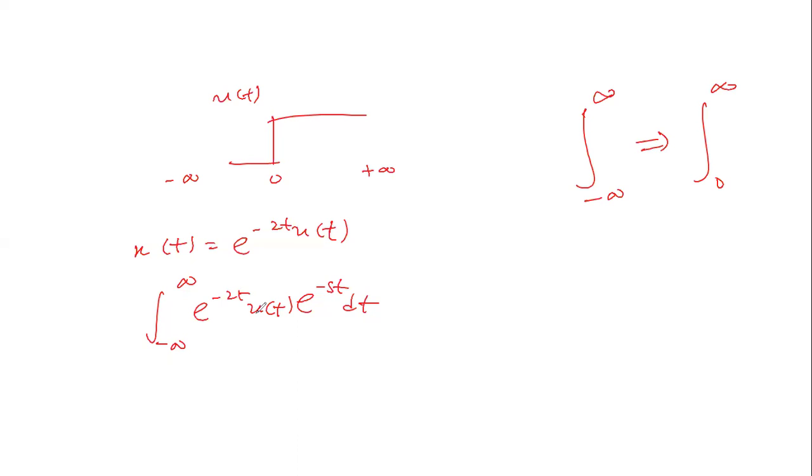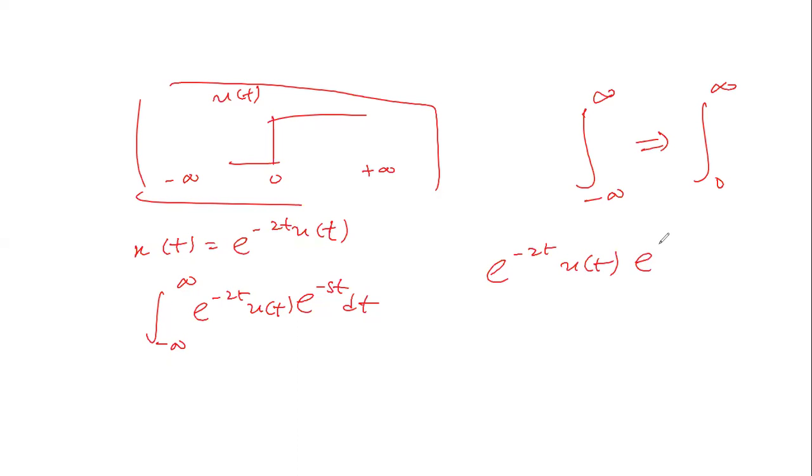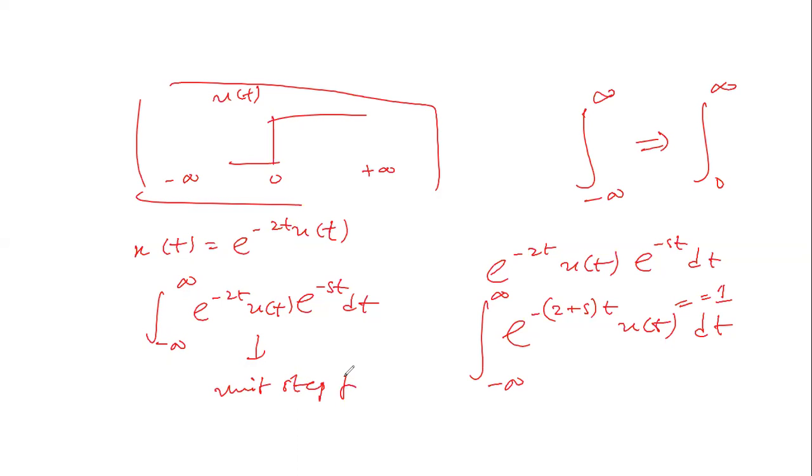It's multiplying the signal. So u of t is the same as this, right? This is signal multiplication. Let's do it this way. I have e to the minus 2t u of t, now e to the minus st dt. So this is going to give us e to the minus (2 plus s)t u of t, right? So this is the integral limit, then dt. But this signal has to multiply this signal, and it's a unit value. This is also equal to 1, right? It's a unit step function.